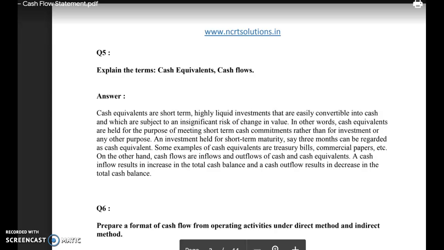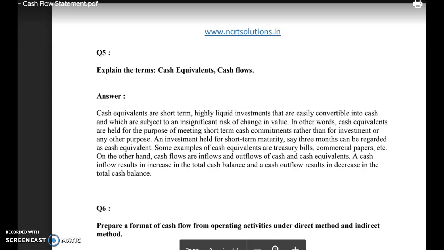Cash and cash equivalents are short-term, highly liquid investments that are easily convertible into cash and which are subject to an insignificant risk of change in value. All the assets which are of short-term nature and generally highly liquid, which means that they can be very easily convertible into cash and they do not have significant effect or risk relating to changes in their value, are categorized as cash and cash equivalents.